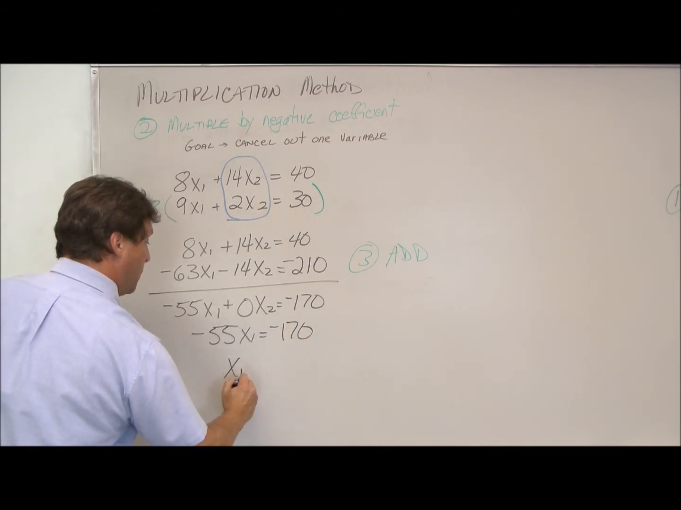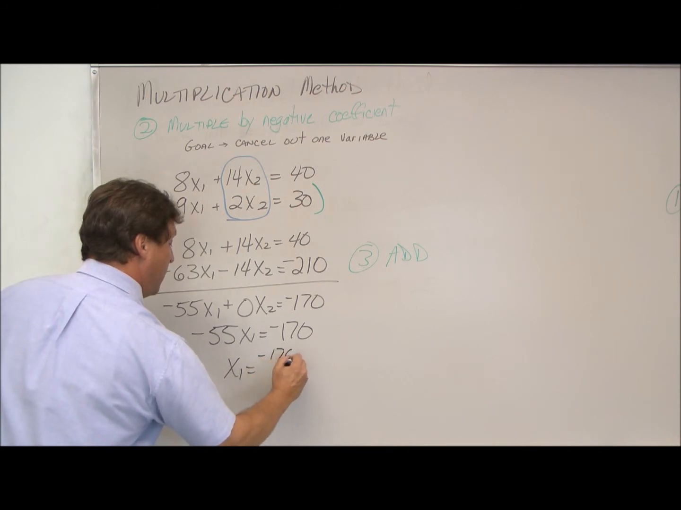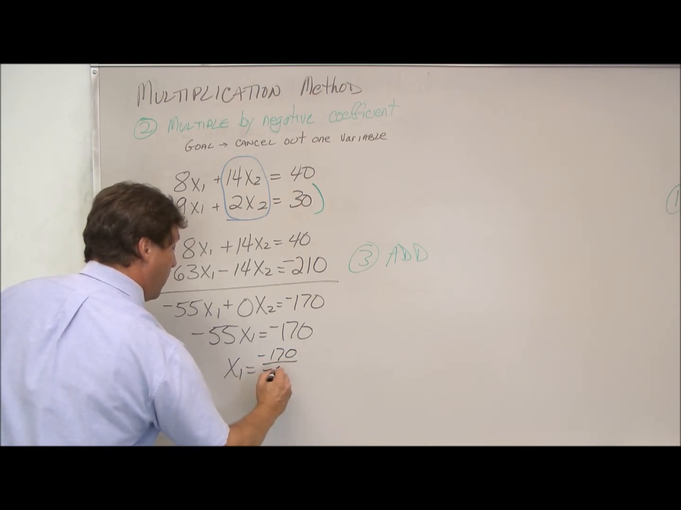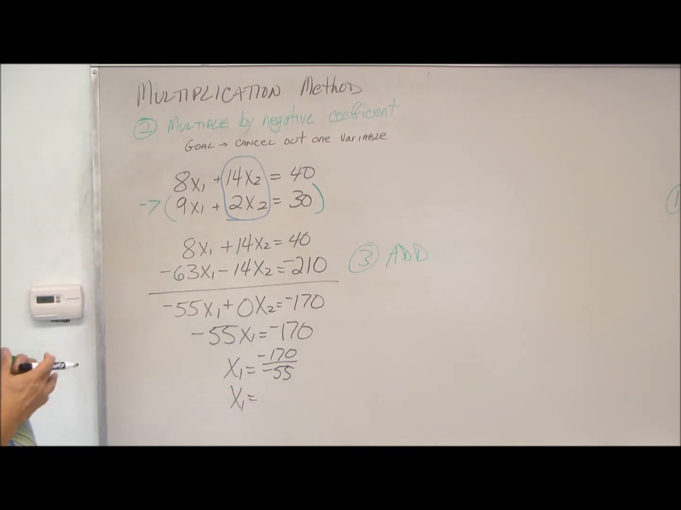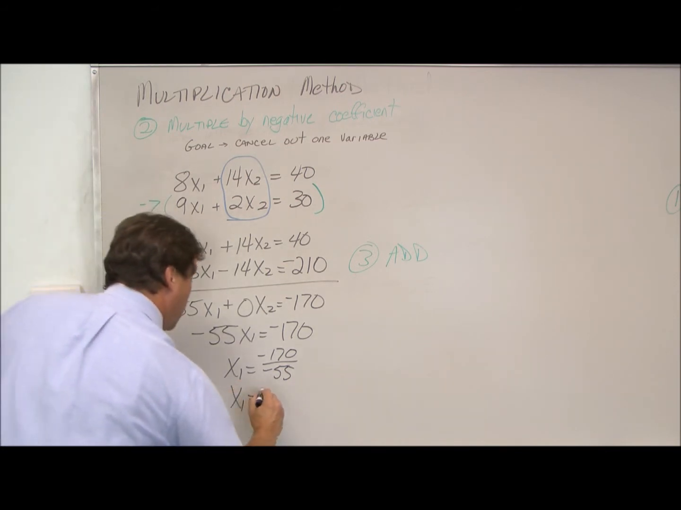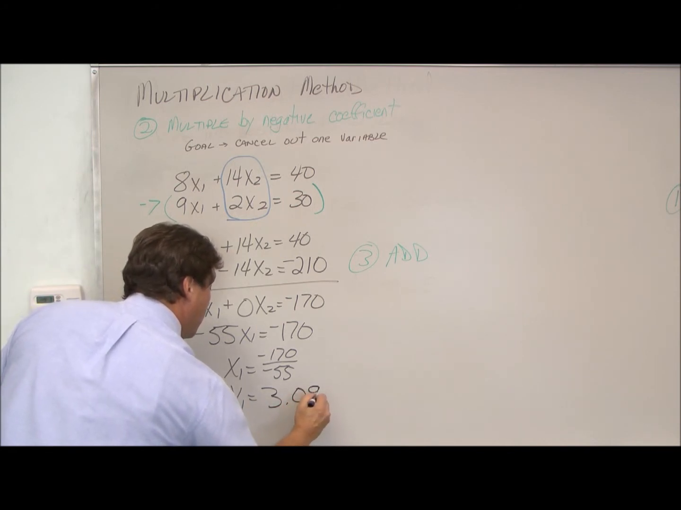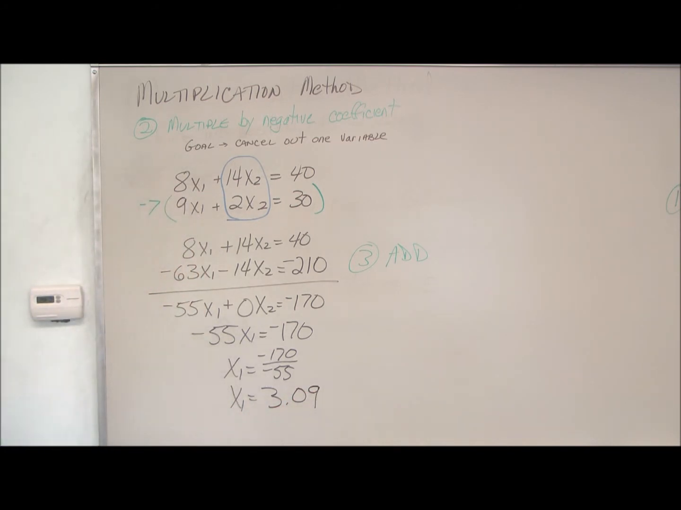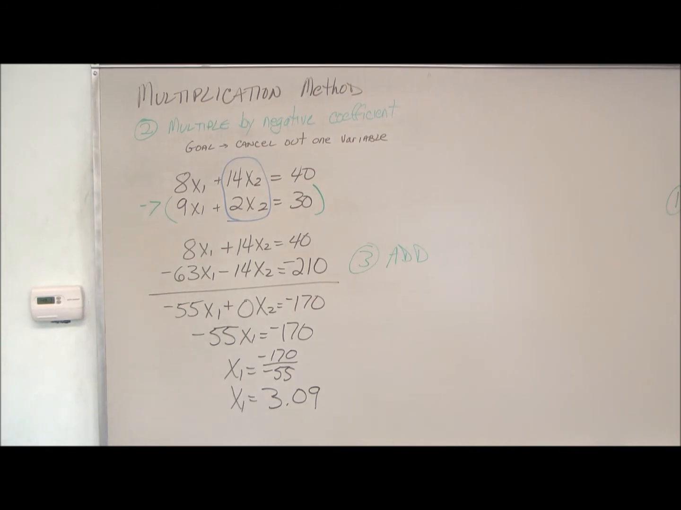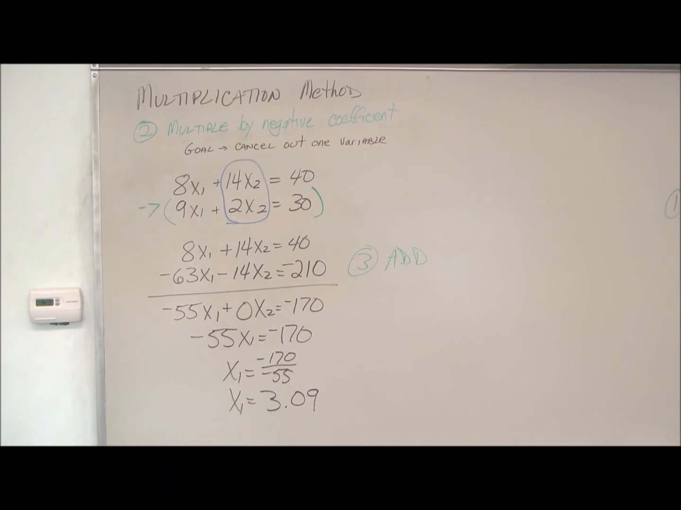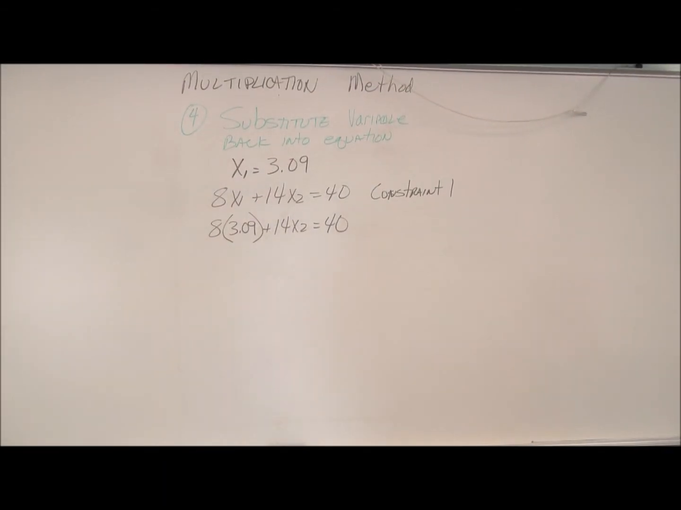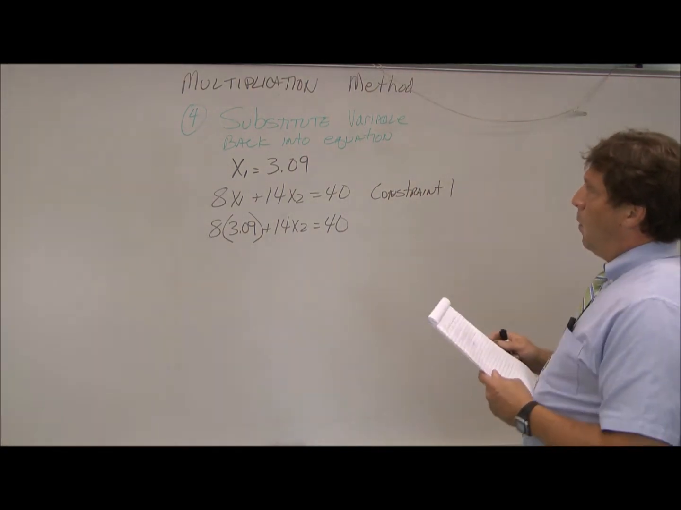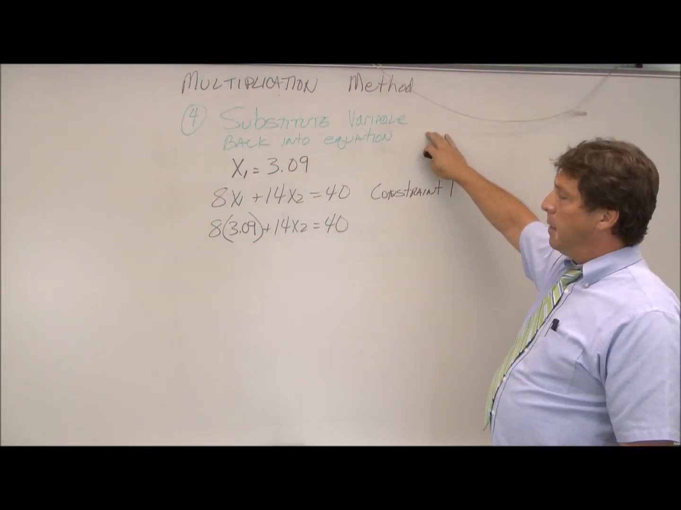x1 equals -170 over -55. So my value for x1 turns out to be 3.09. So there, I've solved for the first variable in the equation. x1 is 3.09. All right, now for the fourth step, we substitute the variable back into the equation.